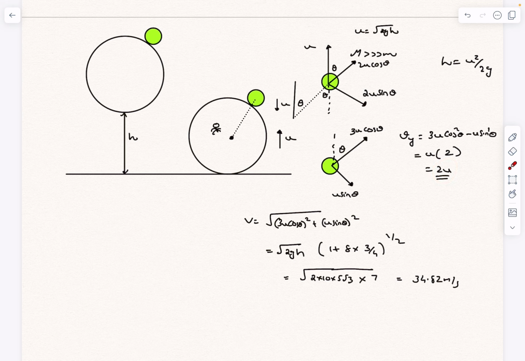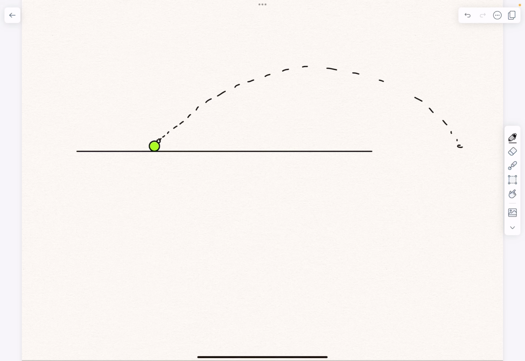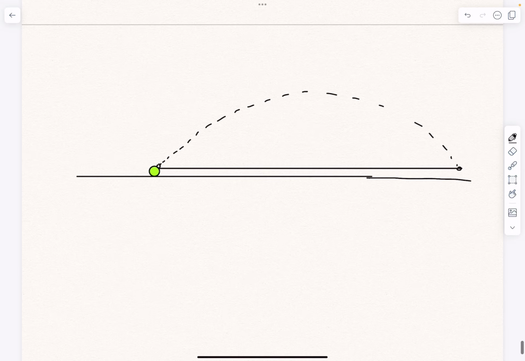So initially it dropped a height h, right? Now it's going to ascend to a height of 4h. So if I consider this is the ground, this is the big ball and this is the small ball, and this is actually performing a projectile which looks something like this. Okay, so considering this as our ground is a pretty good assumption is what I'm trying to say. So now let's figure out the range.